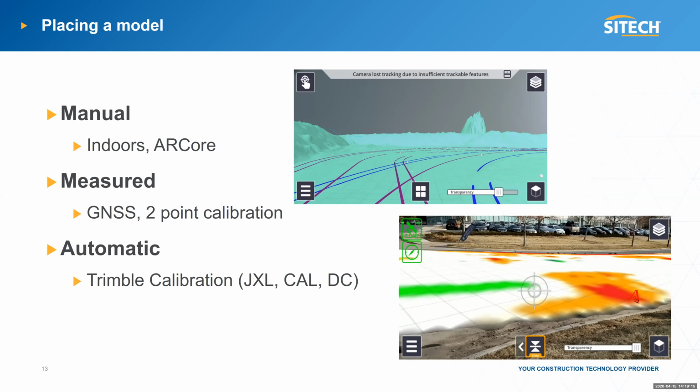And the third and the most recommended one is the automatic placement, which means that you load the model with a calibration file, and these are the 3 formats for the calibration file, JXL, CAL, and DC, which are Trimble formats. If you have the calibration file and the model with the right coordinate system, you save them both in the same project on Trimble Connect, and the application will automatically place the model using the information out of the calibration file. So you basically just have to download the model and let the application work for you.